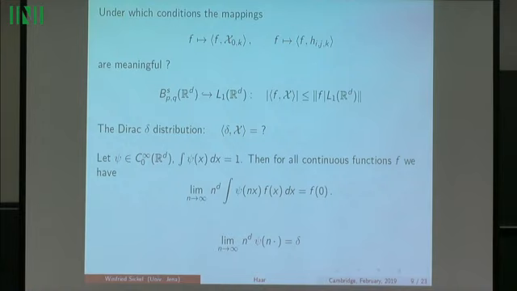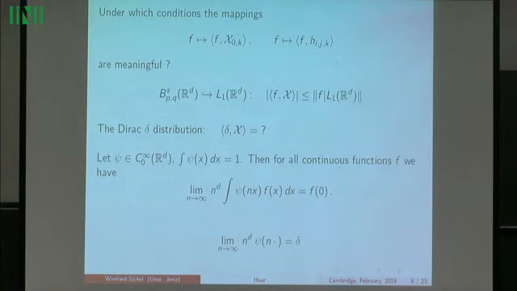So when we want to have convergence of the Fourier Haar series, of course we need to have that these mappings here are meaningful. That means that these mappings are linear and continuous functionals on the Besov space. And then there's a very simple argument. If you know that your Besov space is continuously embedded into L1, then you have this simple estimate, and that shows you that this is a well-defined linear functional.